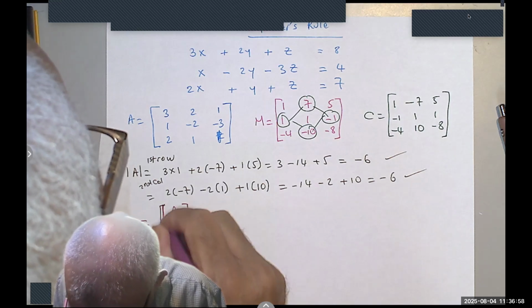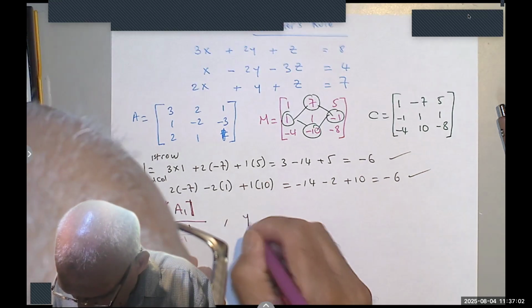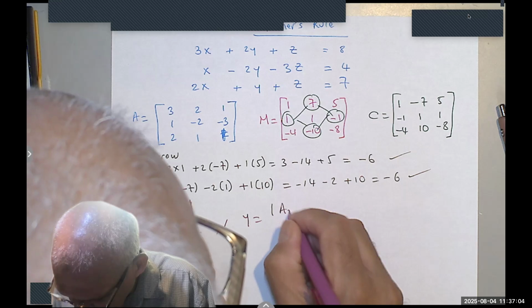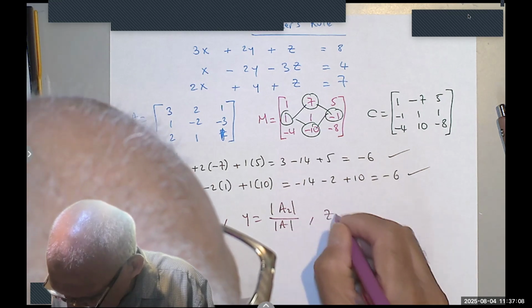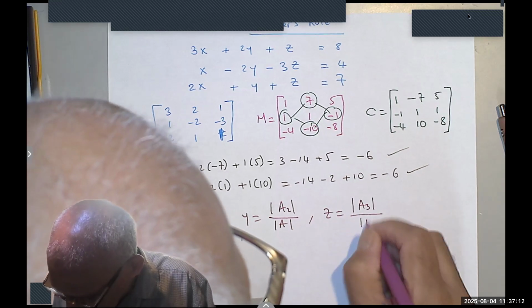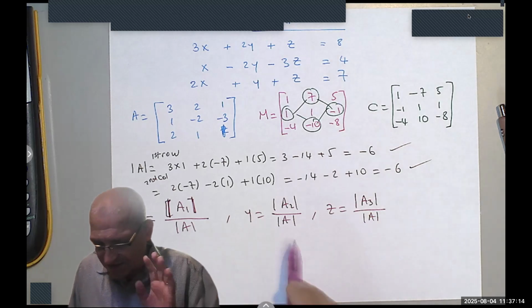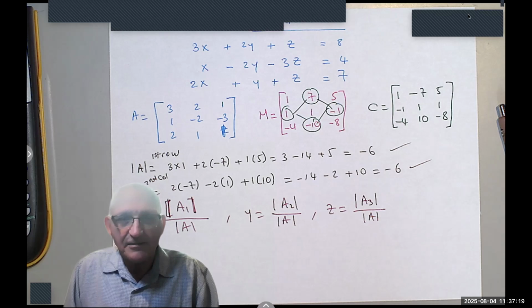x is the determinant of A1 over the determinant of A. And y would be the determinant of A2 over the determinant of A, and z will be the determinant of A3 over the determinant of A. So we already found the determinant of A, which is -6. But what is A1, A2, A3?